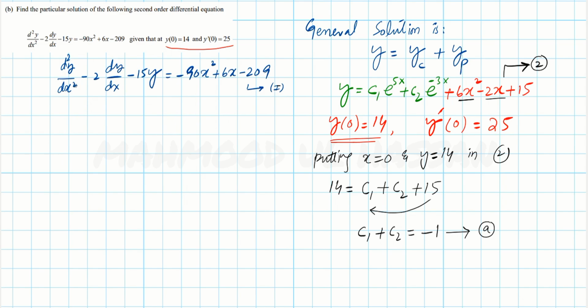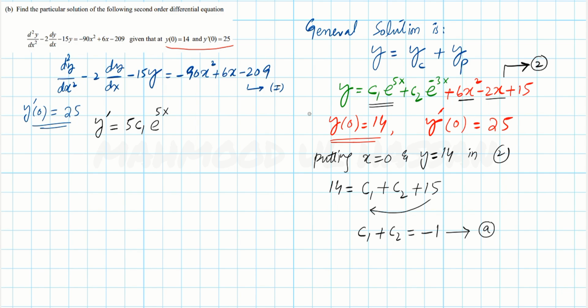Okay, now we are going to use y prime at 0 equal 25. But we need y prime first. So we are going to find y prime, that is the derivative of the general solution. So y prime is equal to the derivative of the first term, that is c1 e raised to the power 5x. The derivative of e raised to the power 5x is e raised to the power 5x. Again take the derivative of the power, so the derivative of 5x is 5. So the derivative of the first term would become 5 times c1 e raised to the power 5x.